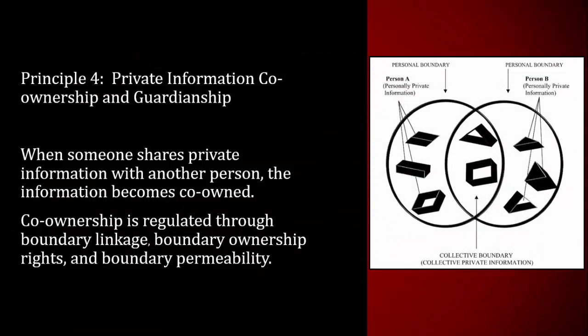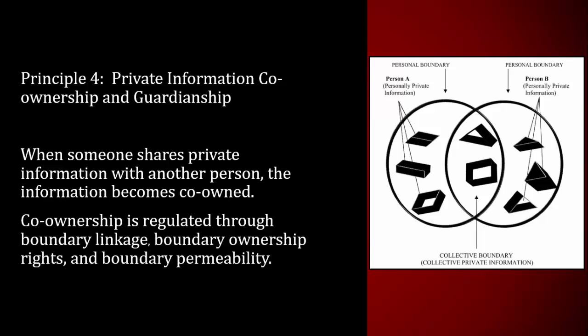Principle 4 is private information co-ownership and guardianship. When someone shares private information with another person, the information becomes co-owned. And this also relates to boundaries that we create. To the right, there's a diagram depicting personal and collective boundaries. When we keep private information to ourselves, the boundary is called a personal boundary. When we share private information with someone else, we create collective boundaries, and this happens when our information becomes co-owned.